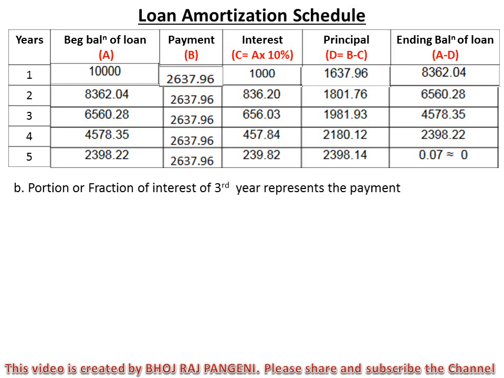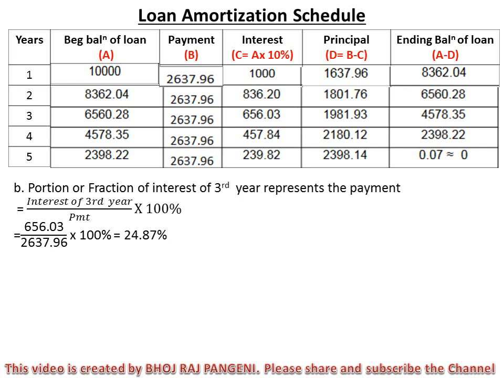Now part B solution. Portion or fraction of interest of the third year in the payment. The formula is interest of third year divided by PMT. Have a look at the interest of third year: interest column, third year row. That is 656.03, the interest of third year. And divide by PMT. PMT is equal for all years, so you can use any one payment.